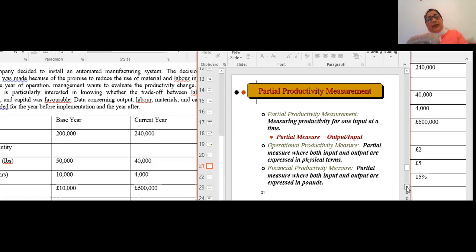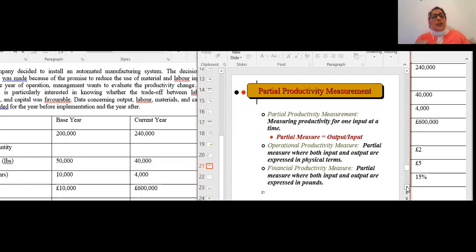Again, what used to happen is putting all the inputs together and linking them to the output. But the main criticism of this is that we don't know who is responsible for what. This is why researchers said, no, we have to calculate what's called partial productivity measurement.